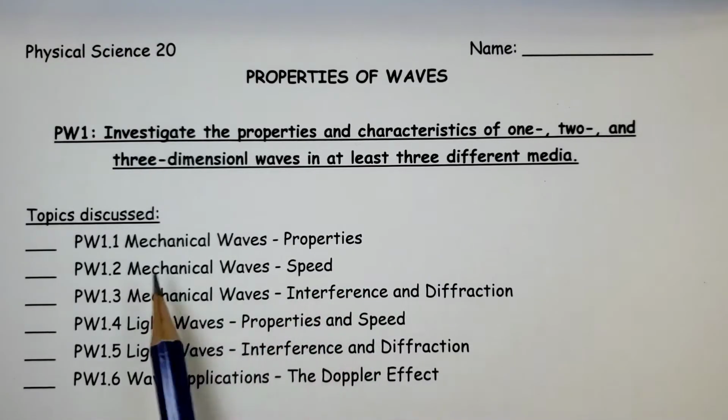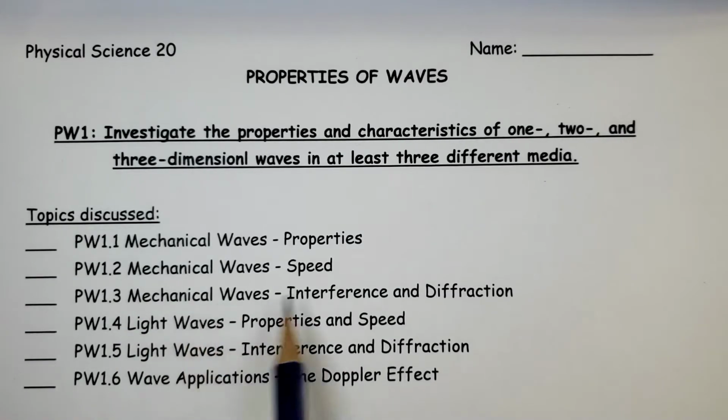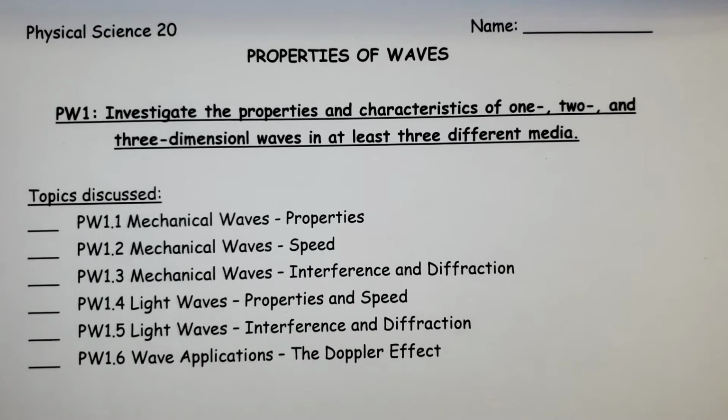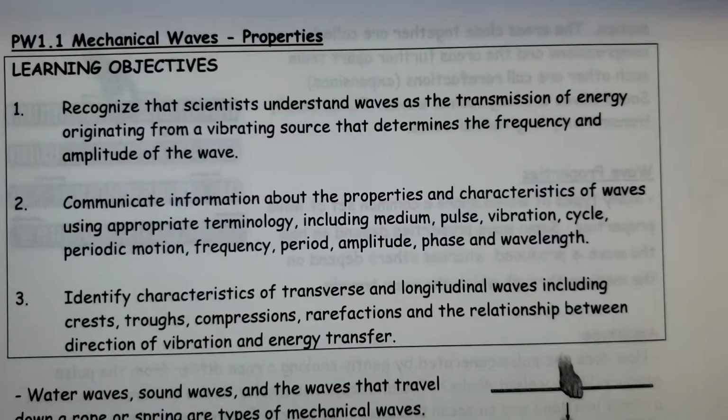PW1.2, we'll look at the speed of mechanical waves. 1.3, we'll look at interference and diffraction. And then 1.4, we'll look at light waves, look at their properties and their speed, and also look at interference and diffraction of those waves. And then we'll look at a couple of wave applications at the end, in particular the Doppler effect, which I'm sure you have experience with.